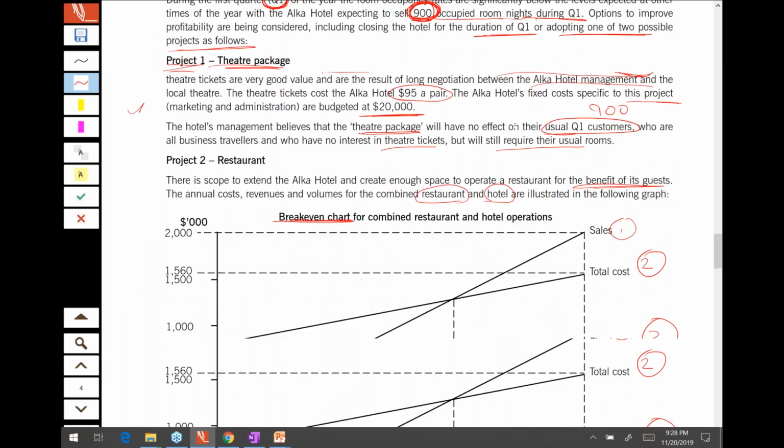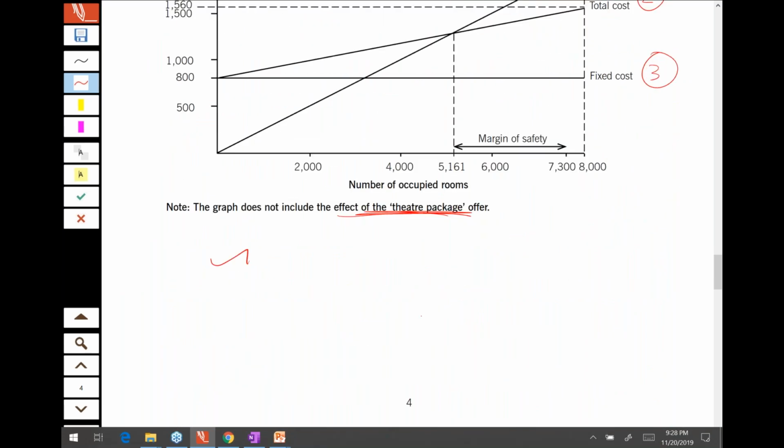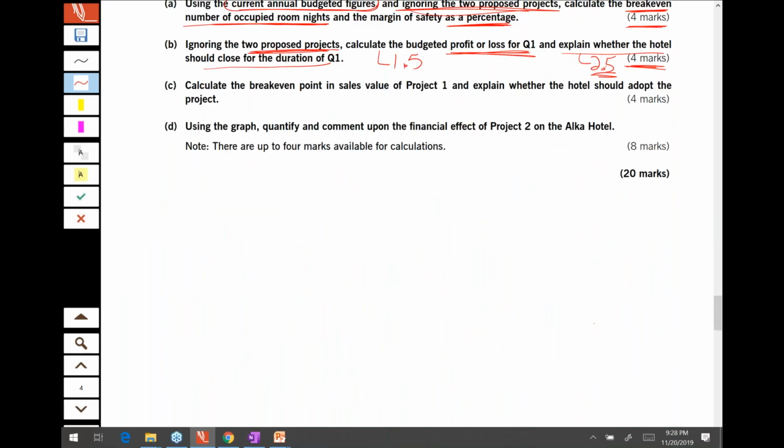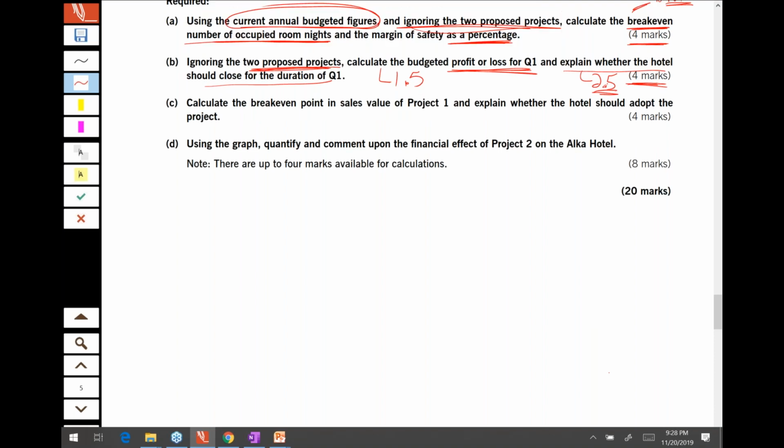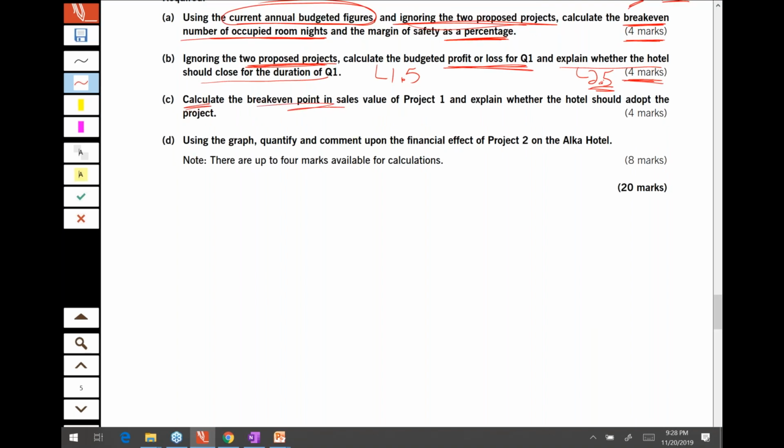What's the next part? Let's prepare for the next part before the break. And you just think what you need to do. Calculate break-even point in sales value. In sales value, okay? We need to work out break-even in revenue, and explain whether the hotel should adopt the project or not. This is just for project 1 only. So we need to work out break even for project 1, the theater package. Are you getting my point? For the theater package.